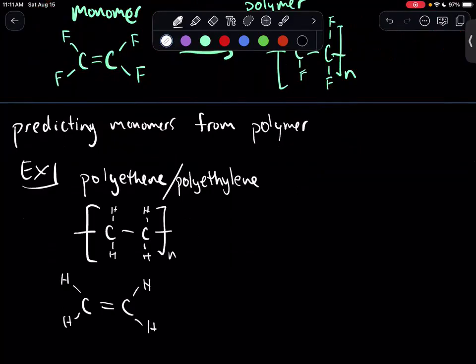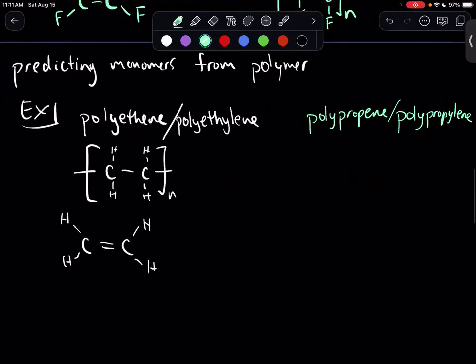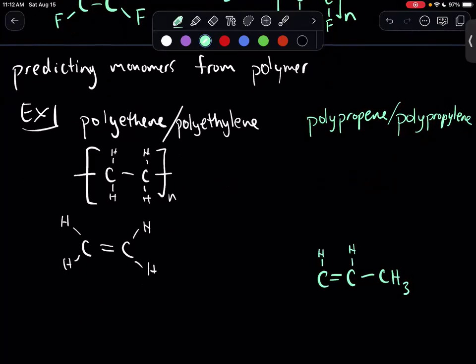If we look back at polypropylene or polypropene, and I'll write both names, the DP may use one or the other, but they're the same thing. This time I will draw out the monomer, which is just propene. Simplify it here. You should be able to write the corresponding polymer notation.